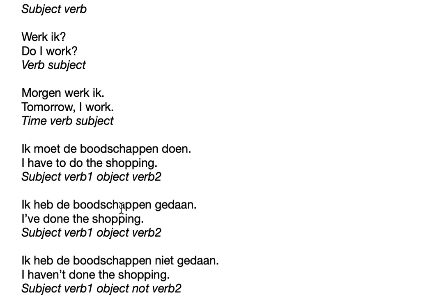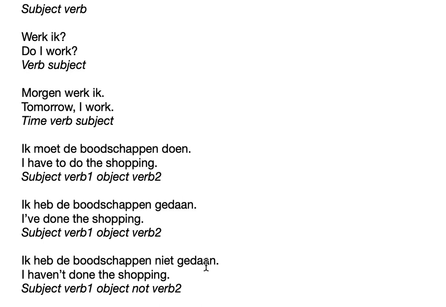infinitives, after a modal verb, or the second part of the verb, we put them at the end. So "ik moet de boodschappen doen", "doen" is at the end. "Ik heb de boodschappen gedaan", "gedaan" is at the end. And the "niet" also goes at the end, except when there's a verb here, then you use this second verb at the end. That was it for a quick recap.